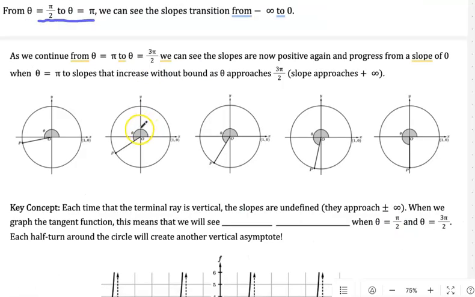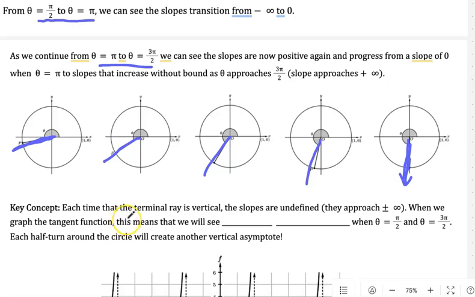Okay, and now as we continue around the unit circle, from pi to 3 pi over 2, you'll see that we have a positive slope again, but very slightly positive, then a more positive slope, an even more positive slope, and an even more positive slope. And of course, when we get to 3 pi over 2, we have an infinite slope again because we have an undefined spot, since 1 over 0 is undefined.